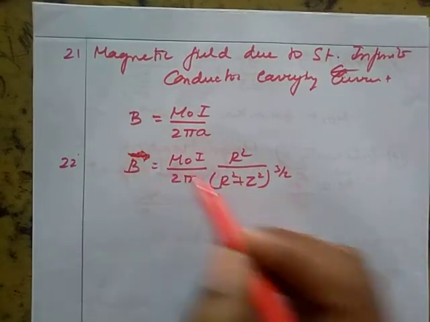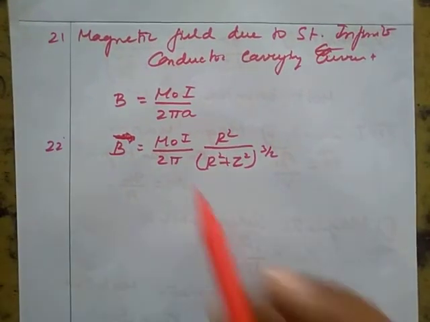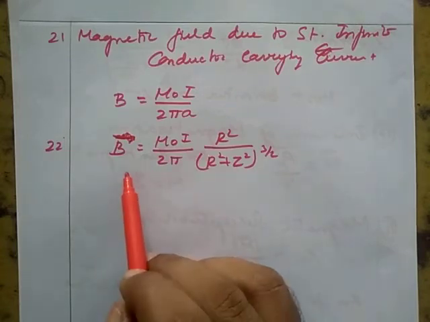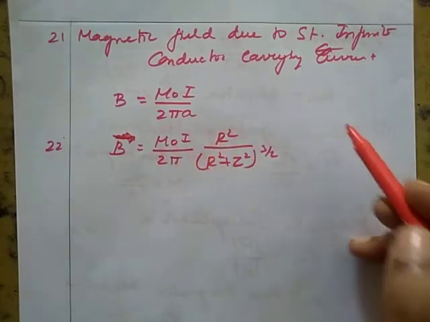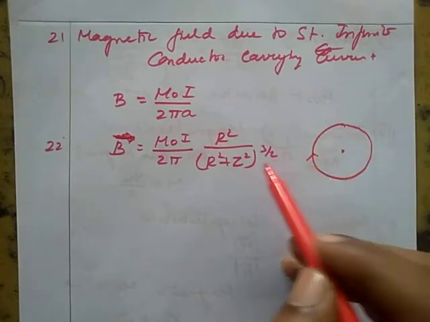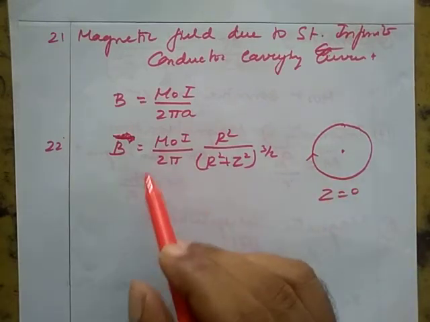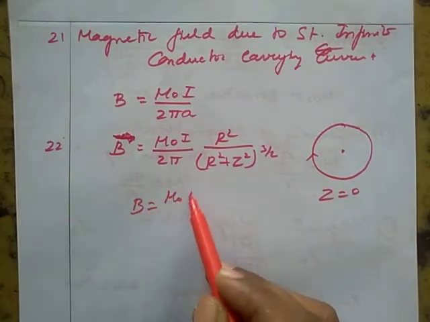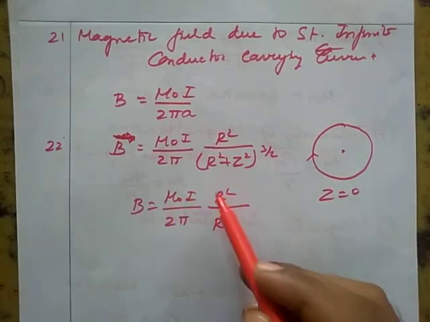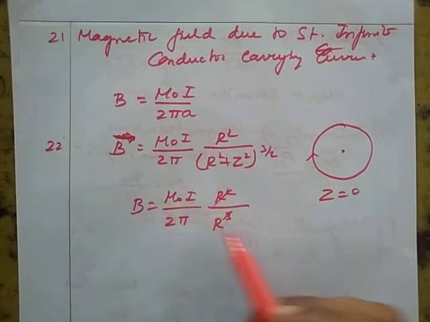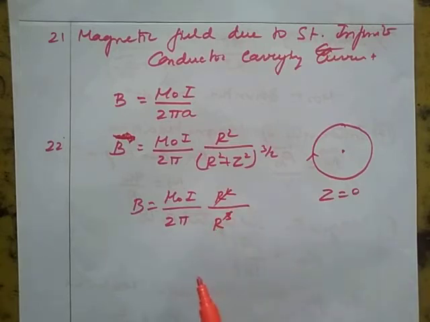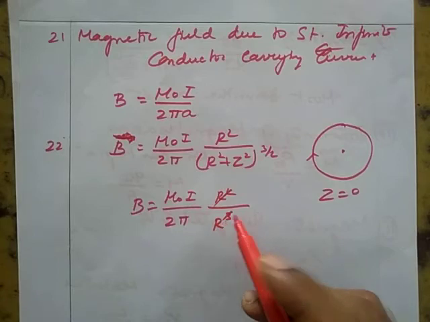Here I consider the magnitude. This is the expression used in a tangent galvanometer as B. Here that expression is the magnetic field due to a circular coil carrying current at the center. For that case, z value became 0. Then modifying this, we get B is equal to mu naught I by 2 pi R square by R cubed. Then cancelling this, we get mu naught I by 2 pi R. This is the expression we use in a tangent galvanometer as B, the magnetic field at the center of the circular coil.